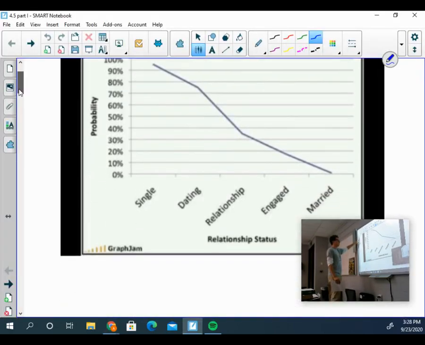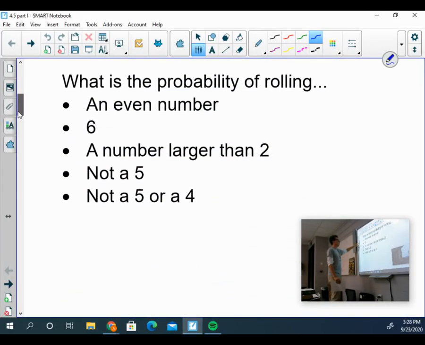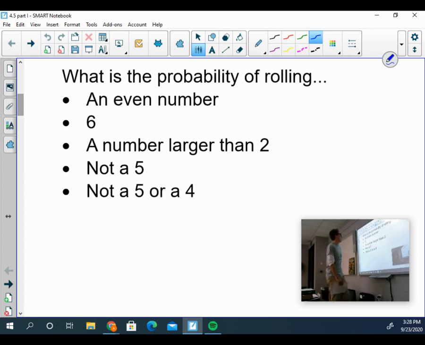4.5 is all about probability. So to get the ball rolling, let's talk. What is the probability of rolling any of these things with a single die? Go ahead and pause the video and see if you can figure it out. Okay, so you've had a second to write it down. Let's go ahead and come up with the answer.